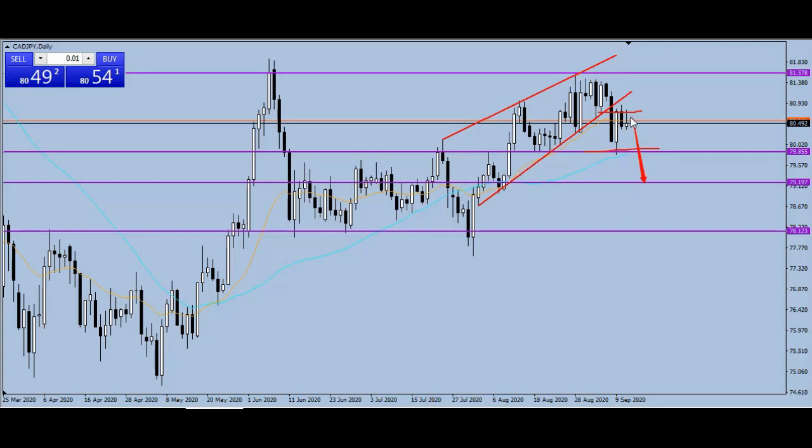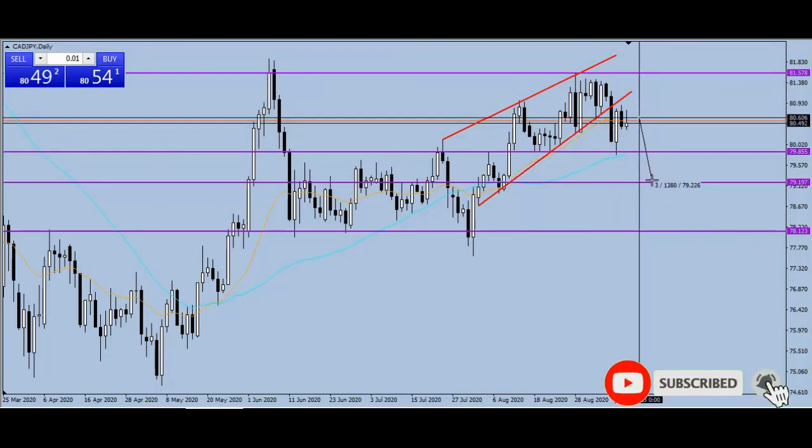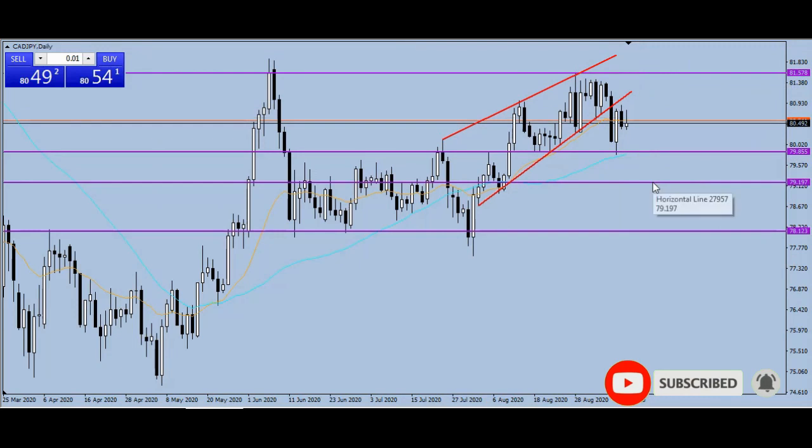We can see it move down to this level, and this level will give us a very good amount of pips. So let's see again. This will give us somewhere around 130 to 140 pips, which is actually a good trade. So that's what I expect to see on CadJpy, a move down to this support level after the break of the wedge.